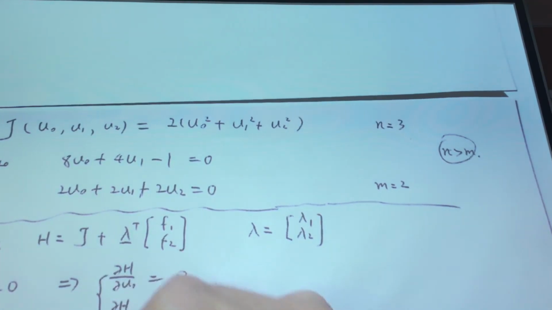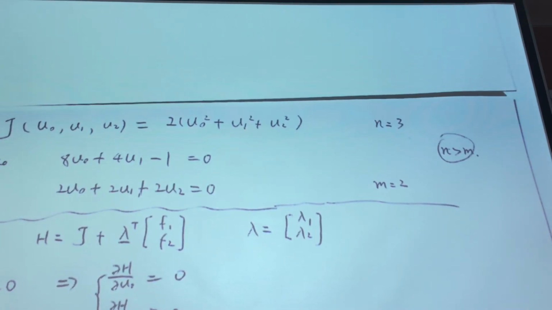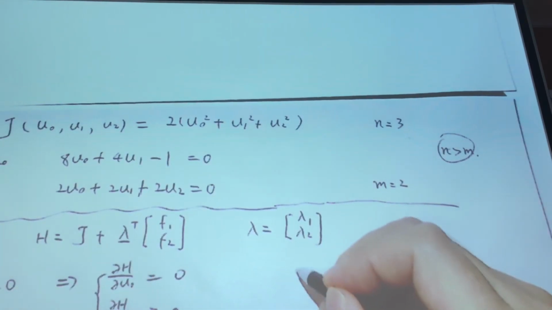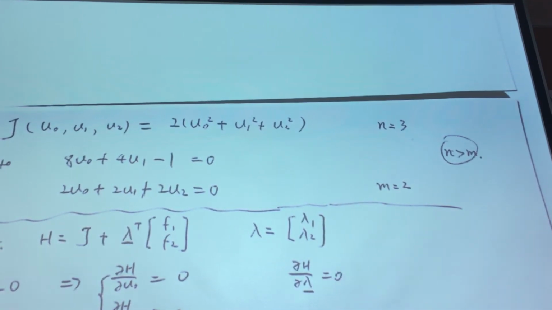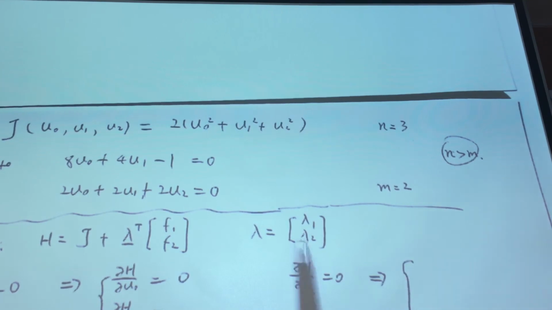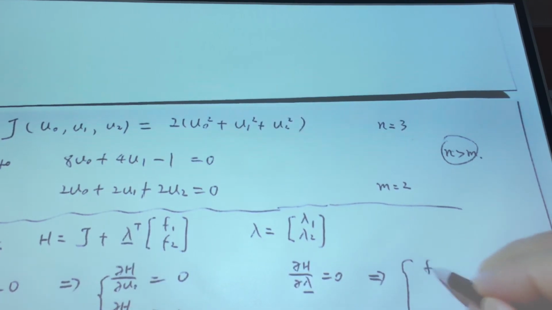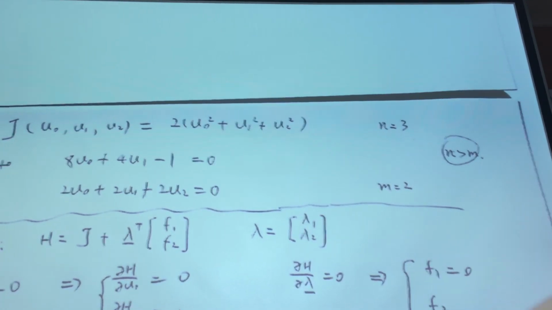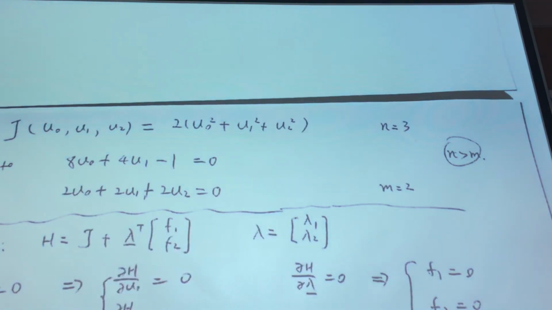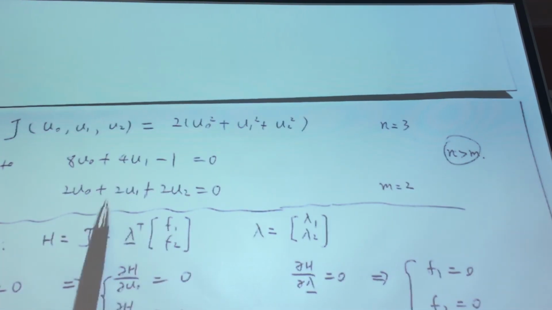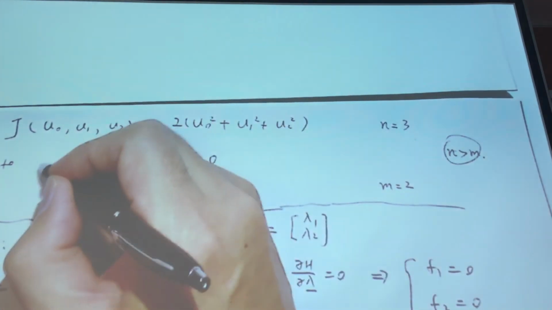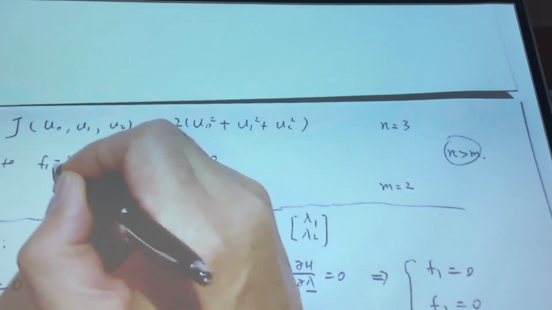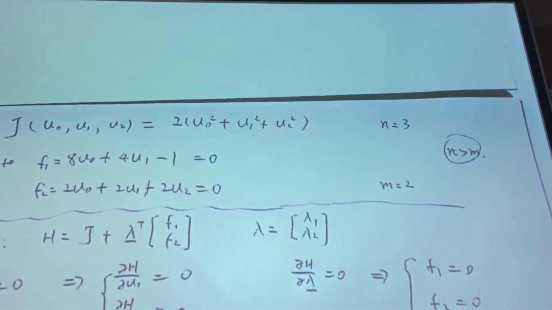So these are three equations, and you have dH/dλ equal to 0. This will give you the two constraints, f1 equal to 0 and f2 equal to 0. The f1, f2 are here. These are our f1, and these are our f2.